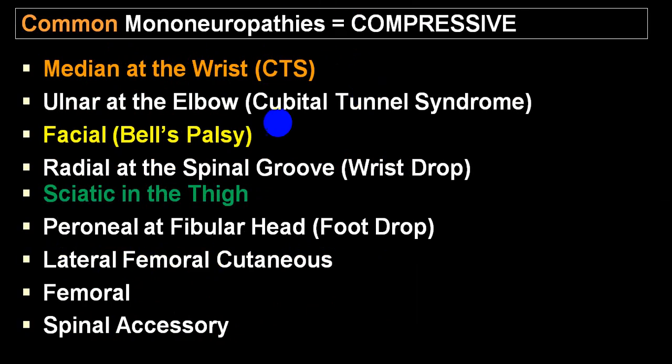Some of the common compressive neuropathies: classical example is carpal tunnel syndrome. Another common is Bell's palsy, and third common is sciatica. These three are very common. Then you can come across multiple others like cubital tunnel, that is ulnar nerve. Then you can get radial nerve involvement at the spiral groove, we call it Saturday night palsy. Peroneal nerve at the fibular head, we call foot drop, etc.